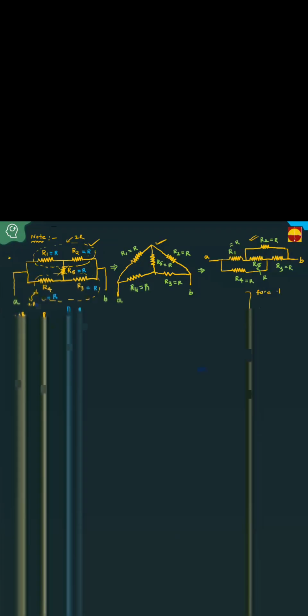Clear? These two are series, R plus R, 2R, and these two are also series, R plus R, 2R. Then 2R in parallel with 2R: if two equal resistances are in parallel, the result is half, that is R only. That's why for all these balanced networks or circuits, R equivalent equals R. In every case you can get R equivalent equal to R.